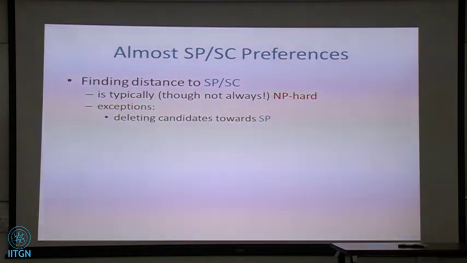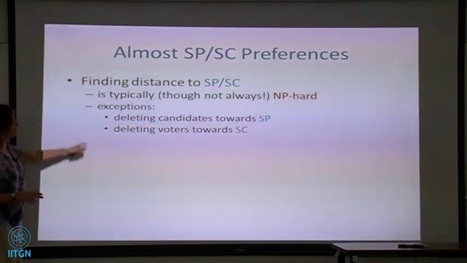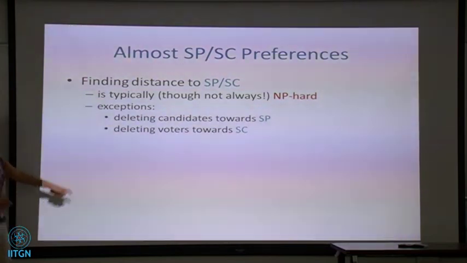Deleting candidates to make a given profile single peaked, this is something that admits a polynomial time algorithm. Deleting voters to make a given profile single crossing, that's again easy. And it makes sense: single peaked is about the ordering of candidates, so it's not surprising that this is easy. Deleting voters for single crossingness is easy.